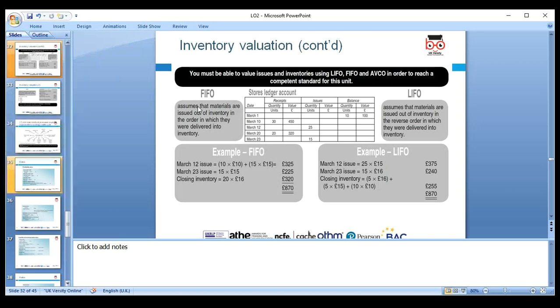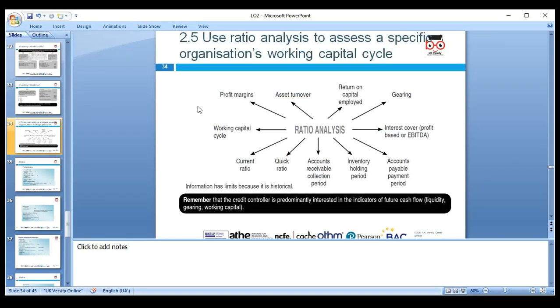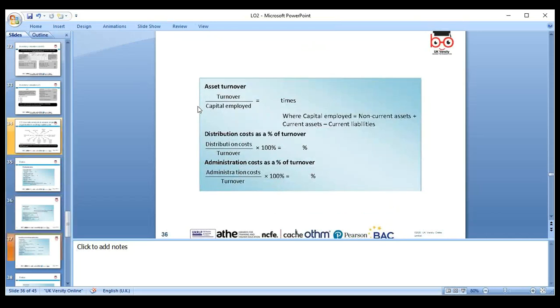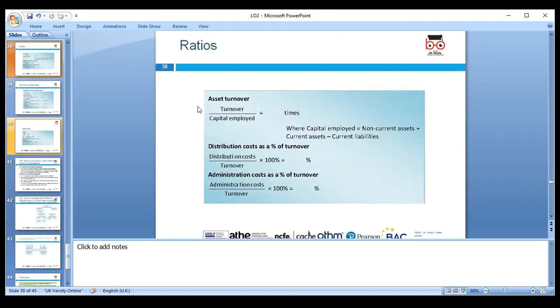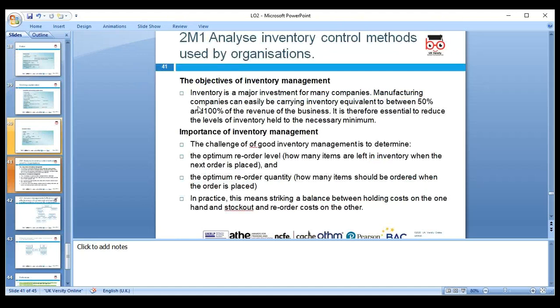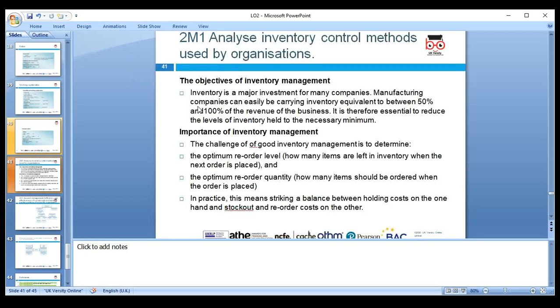Good. Okay, brilliant. Next we can look at the ratios. 2.5 is the use of ratio analysis, where we can look at the profitability ratios, operating ratios, and all these ratios being given, and then we can apply these ratios. We have all the formulas, and we can apply them to make the decision either to grant credit or not, because ratio analysis is very important.